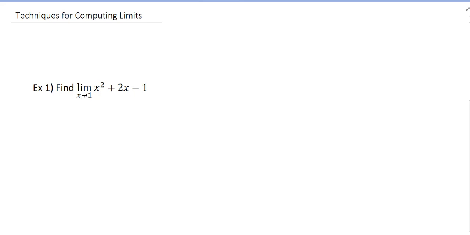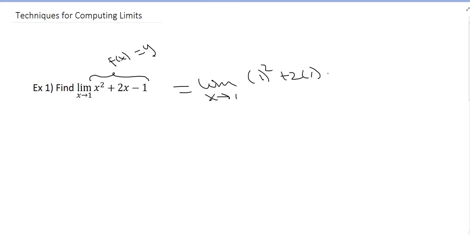Right, so the limit is asking us, as x is getting close to a value, so in this case 1, as x gets close to 1, what are the y values doing? This is an f of x, which is a fancy name for y. So we're asking as x gets close to 1, what are the y values getting close to? Well, we can just plug it in. And so when I say this is the limit as x goes to 1, and I plug it in, I'm going to get 2. So that means that as x gets close to 1, the y values are getting close to 2.